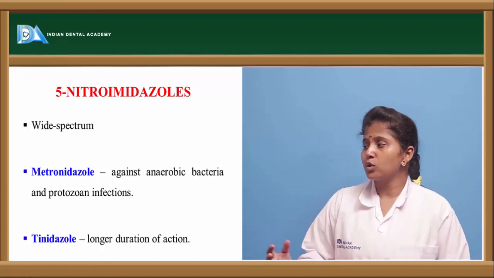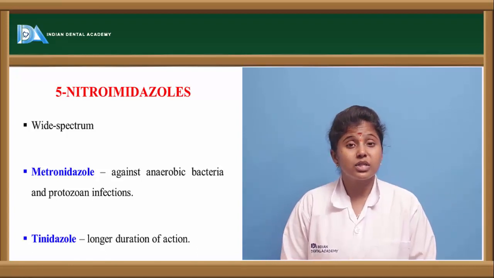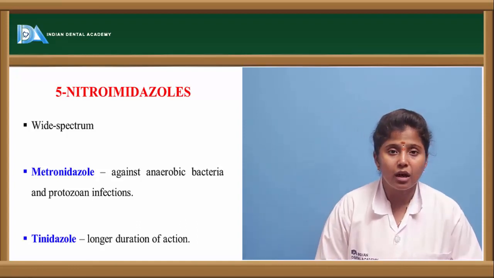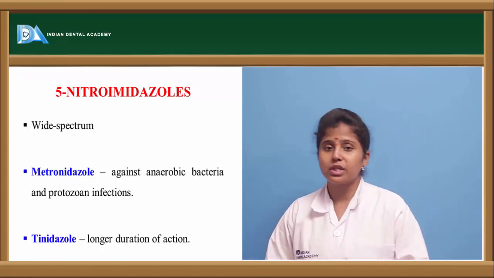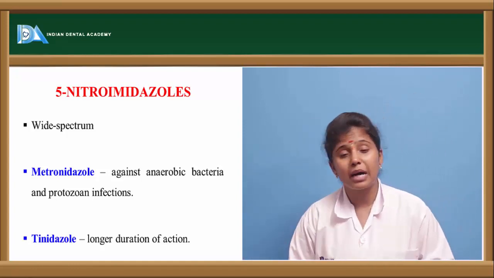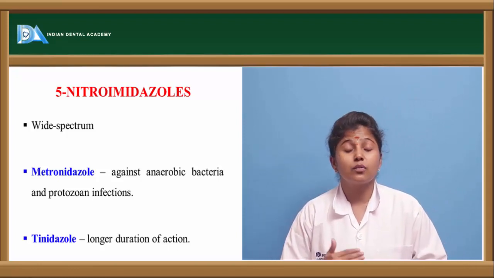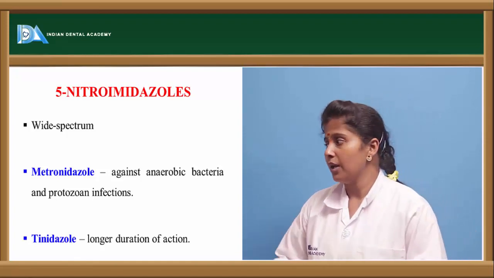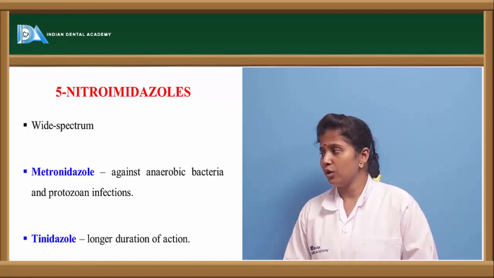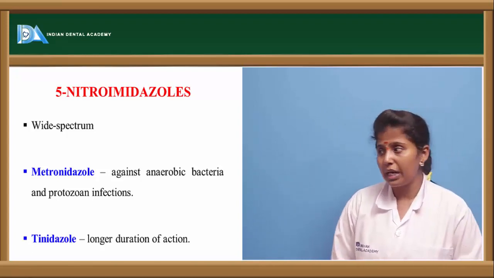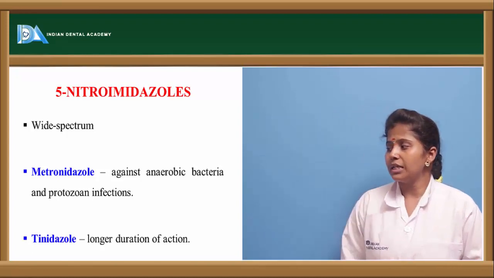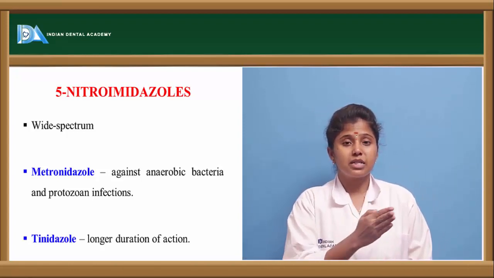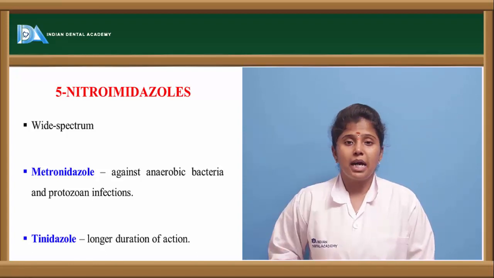5-nitroimidazoles have a wide spectrum, so they are used against various microorganisms. Metronidazole is a drug which comes under this category and is used against anaerobic bacteria. These are the bacteria which can respire, reproduce or divide without any oxygen. In that condition, metronidazole is very useful, and it is used against protozoan infection also. And tinidazole is a compound which has a longer duration of action. Once it is administered, it has its effects for a longer period of time, and thereby it shows the antibiotic effect.